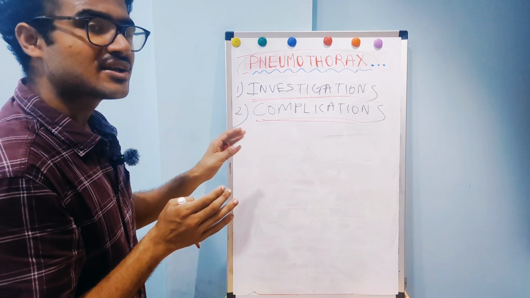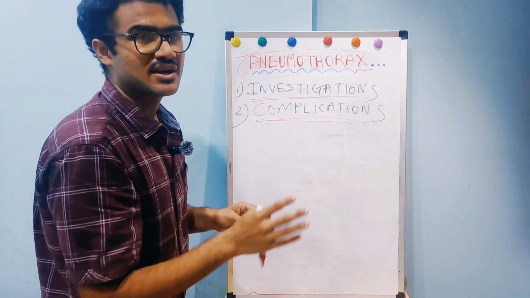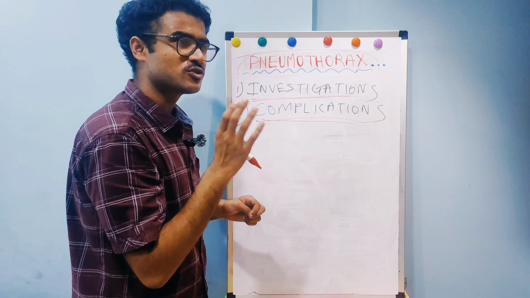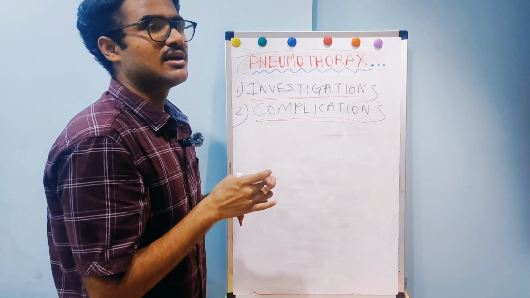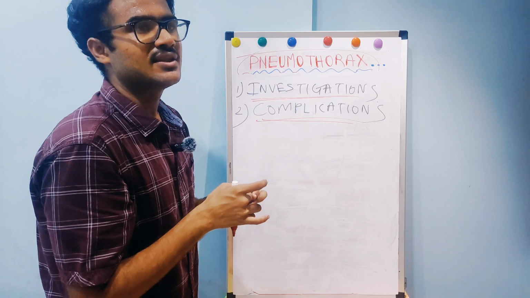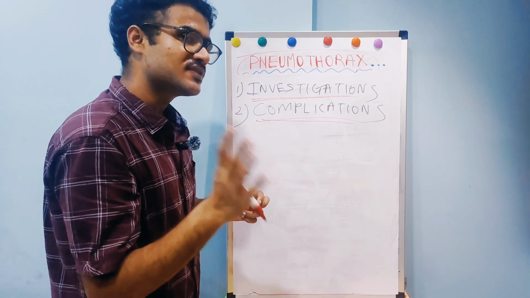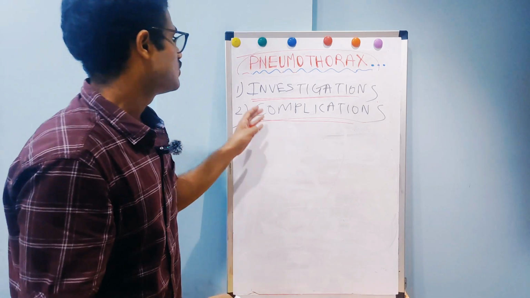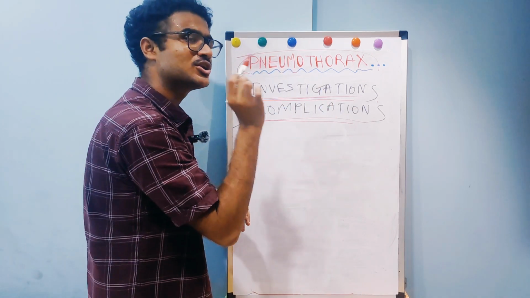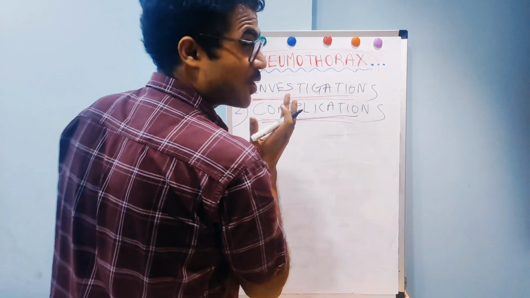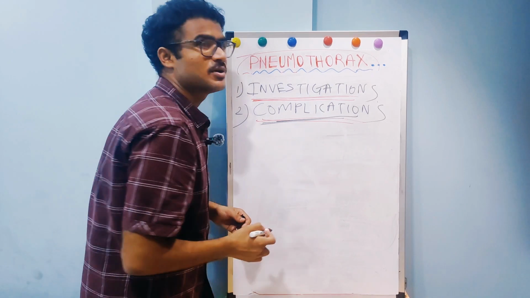And third is the ultrasonography. There are four parts in ultrasonography. The first part is loss of lung sliding, then loss of the comet tail sign, then loss of the seahorse sign, and barcode sign. So these are facts, you should know this. So basically this is about investigations of pneumothorax, radiological findings. So now I would be talking about complications of pneumothorax.